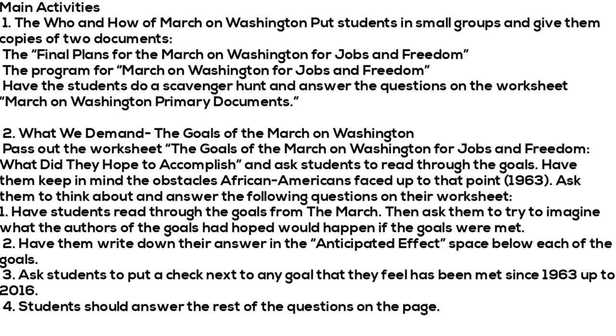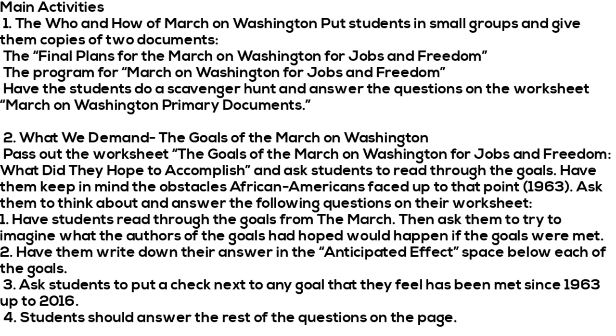I will tell the students to answer the questions on the worksheets. Have the students read through the goals from the march. Then ask them to try to imagine what the authors of the goals had hoped would happen if the goals were met. Have them write down the answers and the appropriate anticipated effects. The final two questions will ask students to put a check next to any goal that they feel has been met since 1963 up to 2016. The student should answer the rest of the questions on the page.